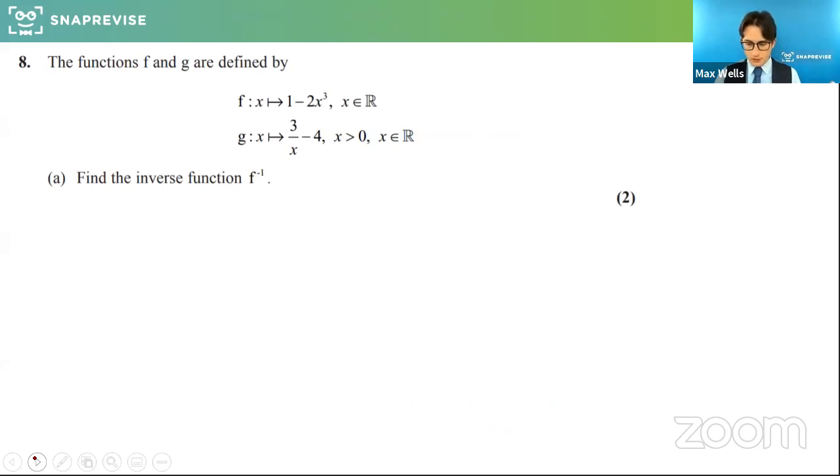So this first question is a very typical question for functions. The big idea going on in the background for functions is the idea of domain and range. So domain being the allowable x values or inputs to the function, and the range being the y values.